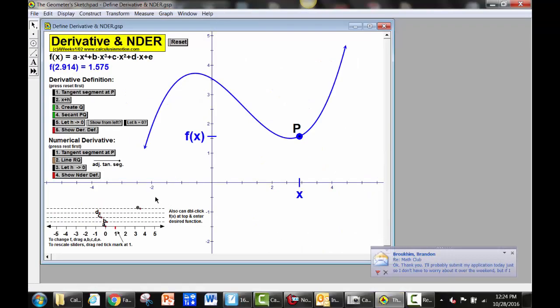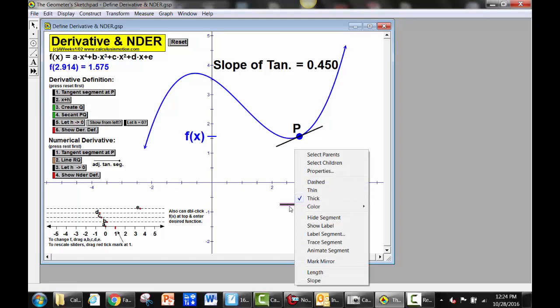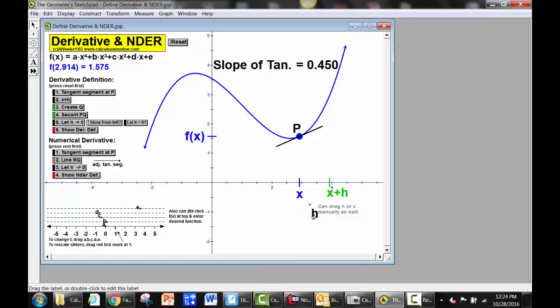Okay, so what we have is a curve. We have a point P on that curve, which is the point x comma f of x. I'm going to show you the tangent line to the curve at that point. Now what we're going to do is create a second point Q, which is h away. But this distance here is h.